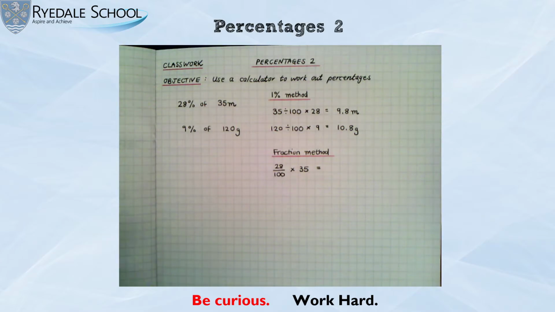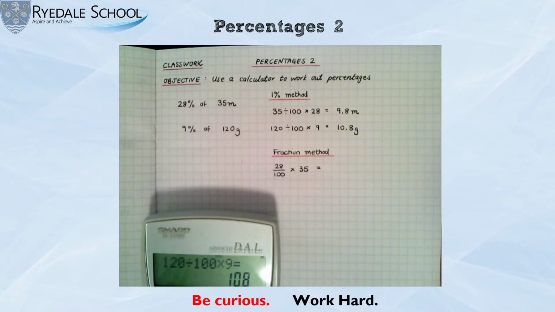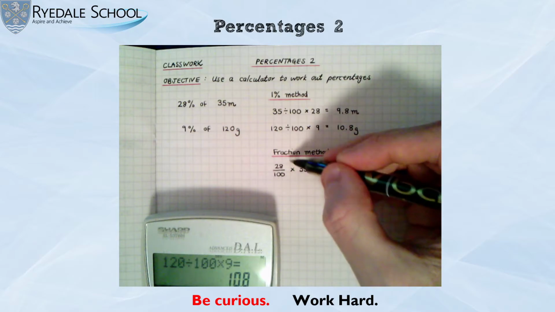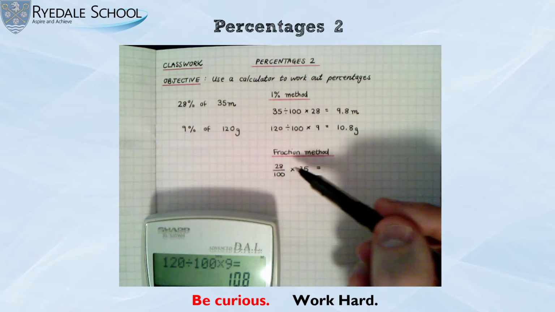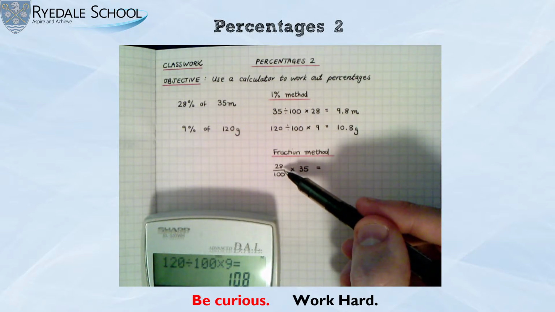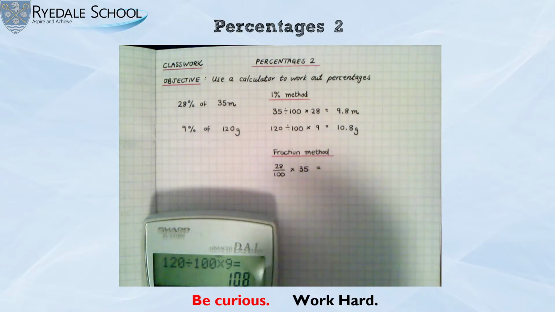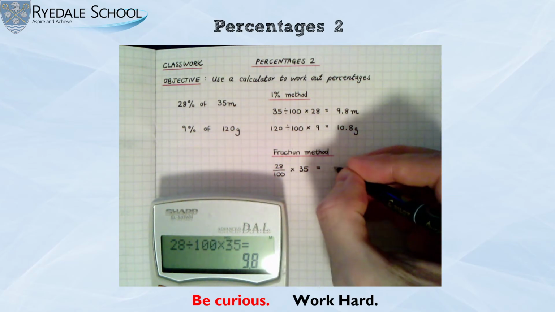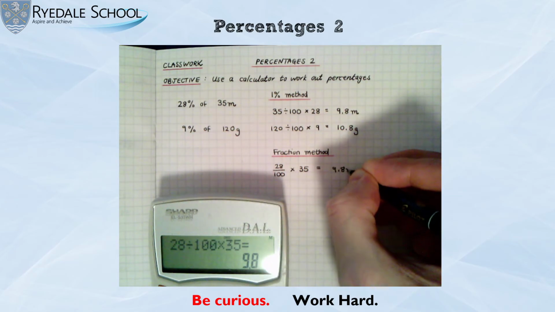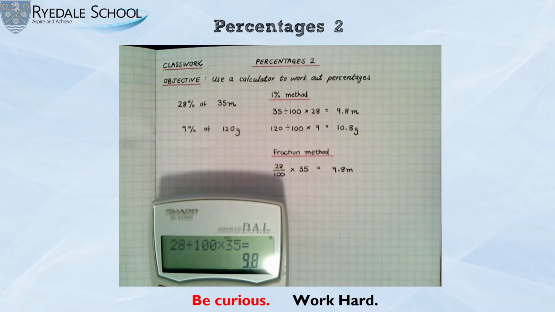Now again, there's several ways you could write this into your calculator. If you already know how to use your fraction button, you could write that as a fraction. Okay, alternatively, this line in a fraction means divide, so I could key in 28 divided by 100 times 35. So I'm going to type 28 divided by 100 times 35 equals, and once again I've got the exact same answer of 9.8.